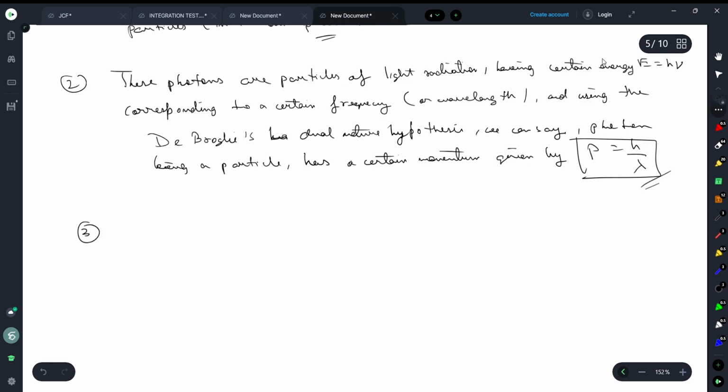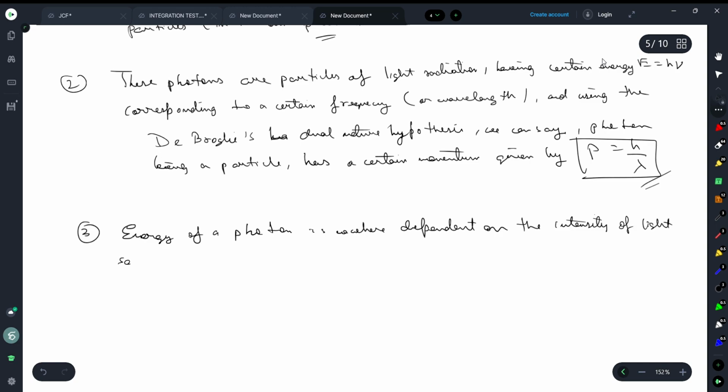Point number three. Energy of a photon is nowhere dependent on the intensity of light source. But the photocurrent is.